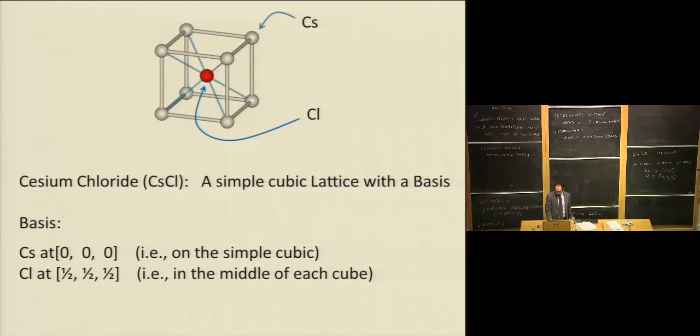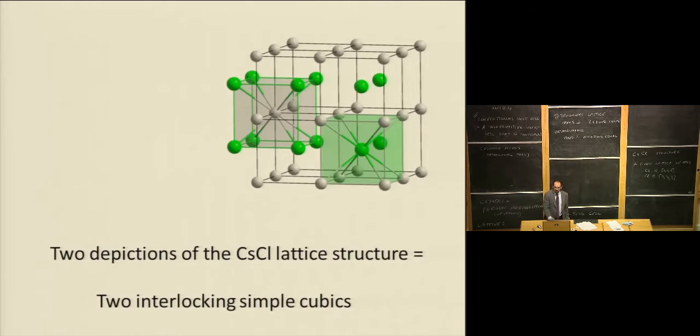Now, you might think of it as having cesiums on the corners and the chlorine in the center, but it's kind of arbitrary that we chose it that way. Here's another picture of the same structure. The cesiums are white and the chlorines are green here. Here's the unit cell we were just discussing with cesiums on the corners and chlorine in the center. But one could just as well have chosen this as the unit cell with the chlorines on the corners and the cesium in the center.